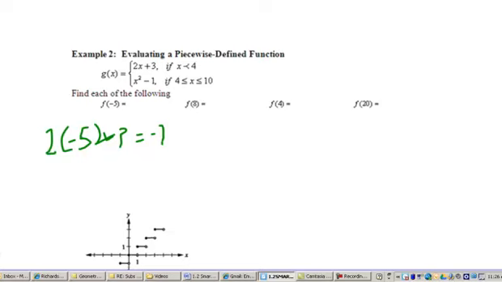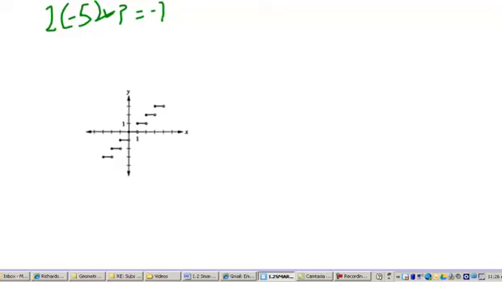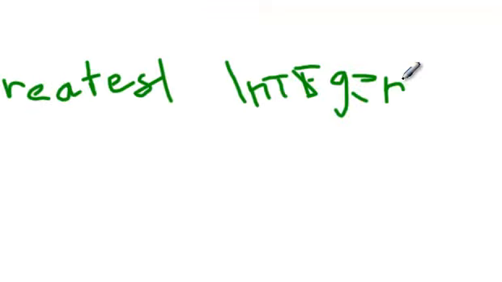Okay, last but not least, the ninth parent function looks like this right here. Okay, this is called the greatest integer function. I know I'm running a little long on these notes. I do apologize. So go ahead and write out the greatest integer.